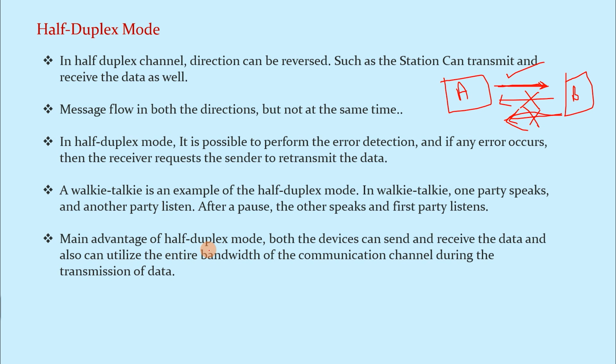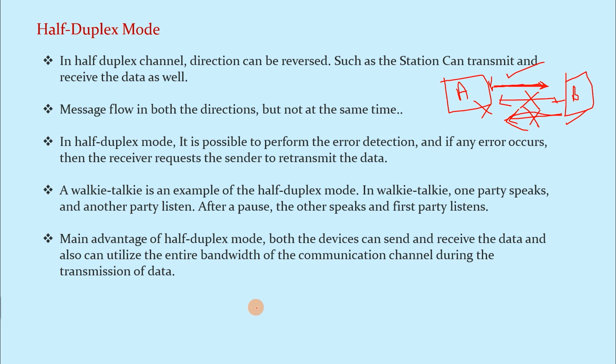The main advantage of half-duplex mode is that both the devices can send and receive data and can utilize the entire bandwidth of the communication channel during the transmission of the data. They will be able to utilize the entire bandwidth, because if system A is sending, system B will not send any message. So complete utilization will be by this machine only. But when system B sends the message, system A will not send any message. So now the full capacity will be used by system B only.